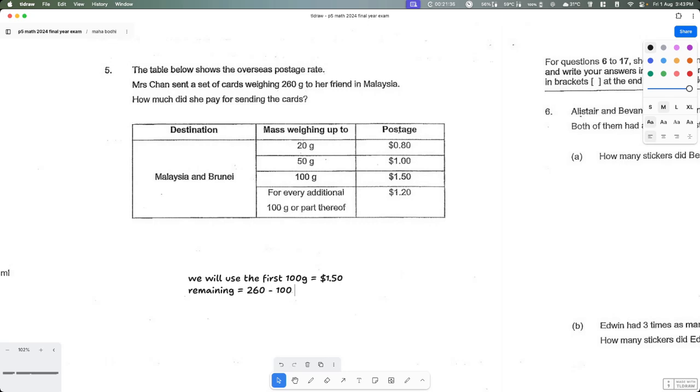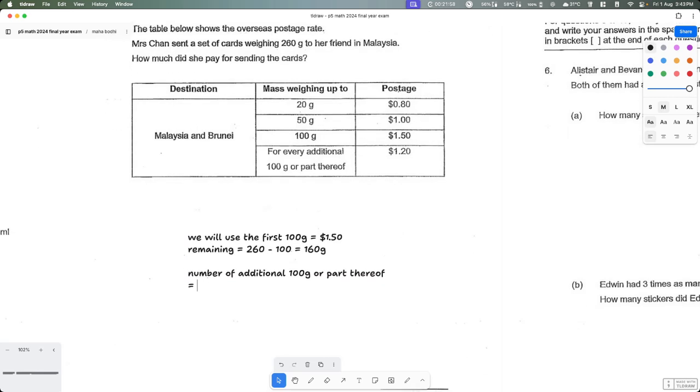Okay, so then we are remaining 260 minus 100 equals 160. Okay, so next one is number of additional 100 grams or part thereof. This is 160, and then we divide it by this 100 grams. So this will become 1.6, right? So if we were to round off, this will become 2.